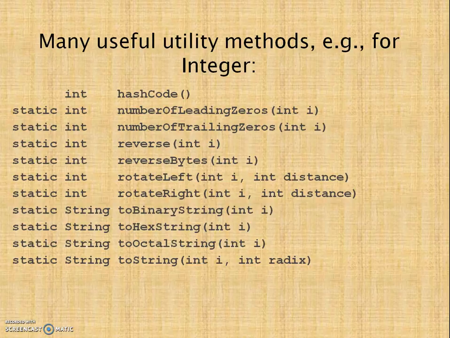Similarly, we have some more utility methods for the Integer class, like toHexString, toBinaryString, and toOctalString. You can convert an integer value to octal, hexadecimal, as well as binary.